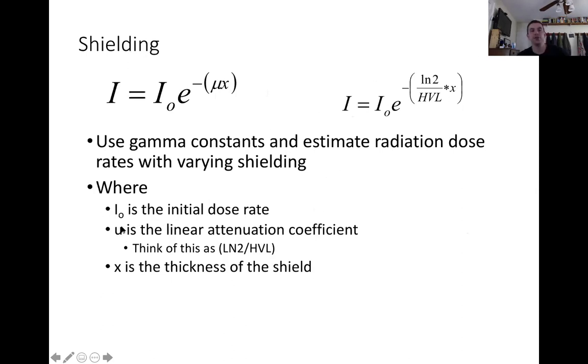You just have to make sure you have the right mu, because there's linear attenuation coefficient and there's mass attenuation coefficient. But linear is the one you want to use in this situation, especially because you think of the linear attenuation coefficient as per distance. That's the unit, centimeters to the -1. So it's really just the amount that the radiation is attenuated per unit of distance, just like the decay constant is the amount of material that decays per unit time. So there's a lot of analogs between shielding and just decay.